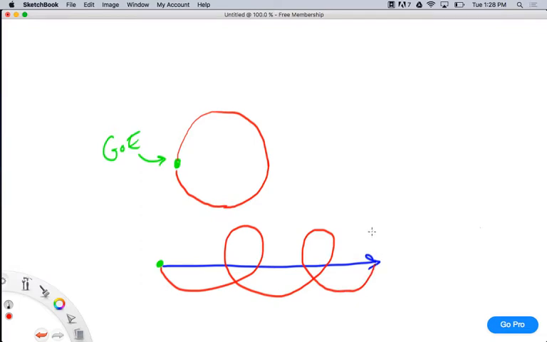Does that make sense? You guys understand? Does that make sense? You see? So it's a spiral. And that spiral is going to continue out into eternity, into infinity. Does that make sense to you guys? You see? Now let's talk about another thing.